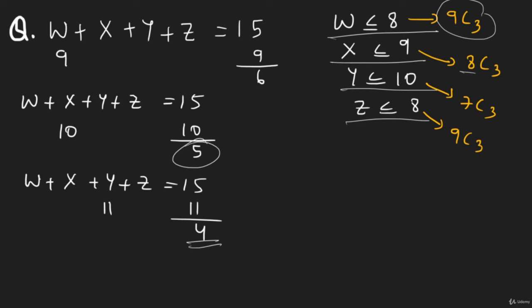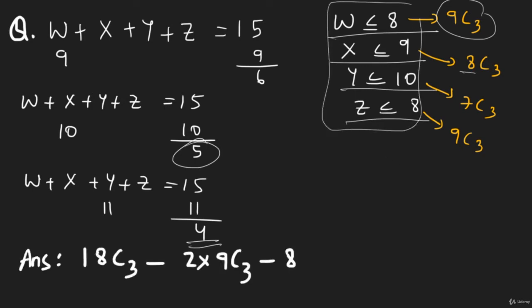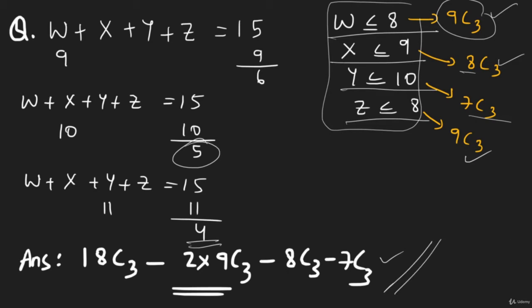Therefore, the answer to this question is the case where no upper limit is given, which is 18C3, minus the violations, which is 2 into 9C3, because you have one 9C3 over here and one 9C3 over here, minus 8C3 which is over here, minus 7C3, and this is your answer.